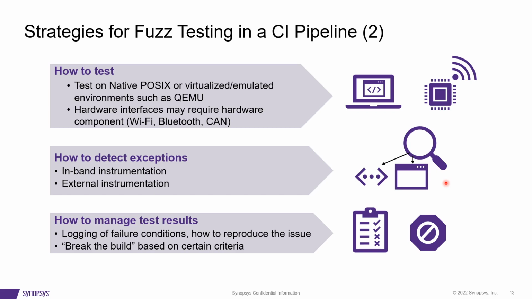Next, regarding how to detect exceptions, we have to understand how we can monitor the target system. For example, using in-band instrumentation, where we monitor the same interface that's being fuzz tested. Or if we need external instrumentation, where we use some kind of external means to monitor the target system. And finally, how to manage test results. Here we have to understand how we can log failure conditions on the target system, how we are able to reproduce the issue, as well as have some kind of criteria where we can decide whether we need to break the build based on the results of the testing.